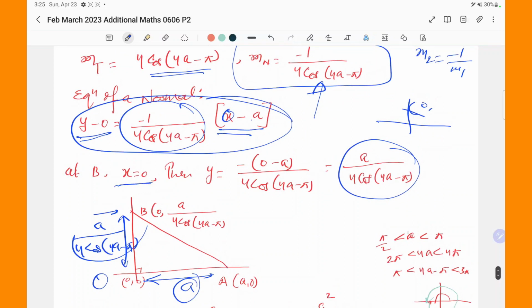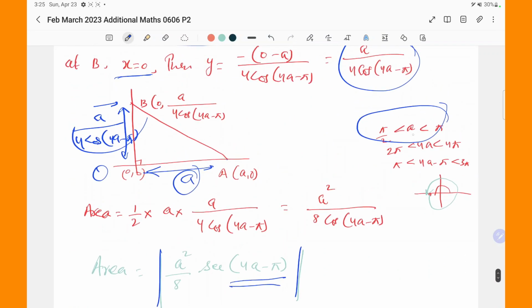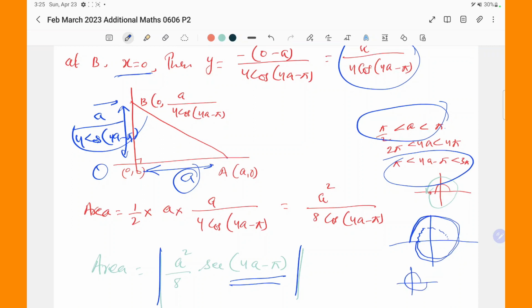Now the condition is π/2 to π, that's given, but we have 4a − π. So when you take 4a, it will be 2π to 4π. And when you subtract π, it is π to 3π. Let us understand what π to 3π means. It will start from here, because this is π, right? But it will start from here. So this is π to 2π, then 3π. You know, this is again one complete circle. It starts from here and here. So it's just one complete circle.